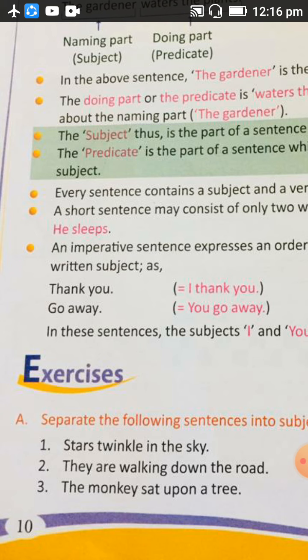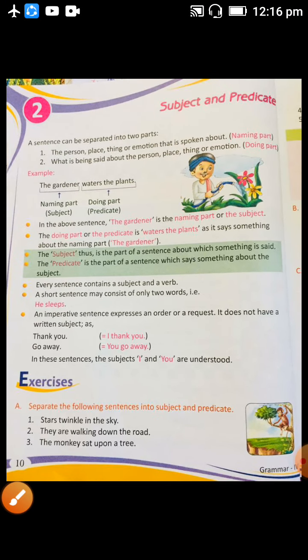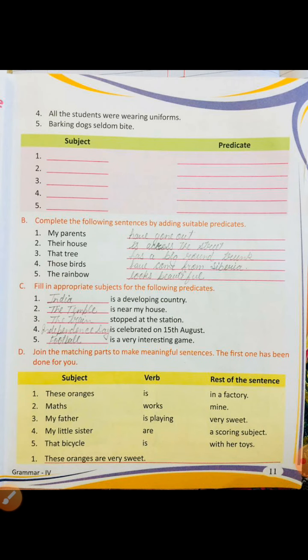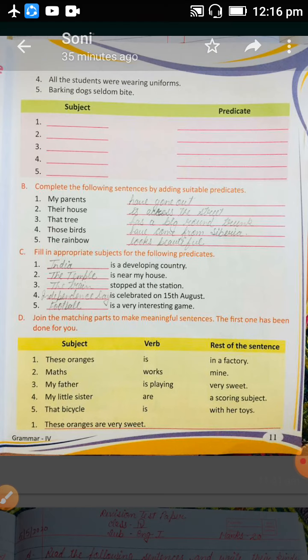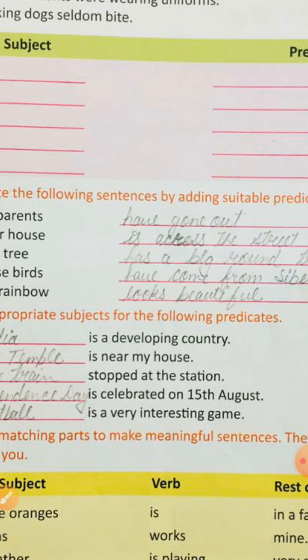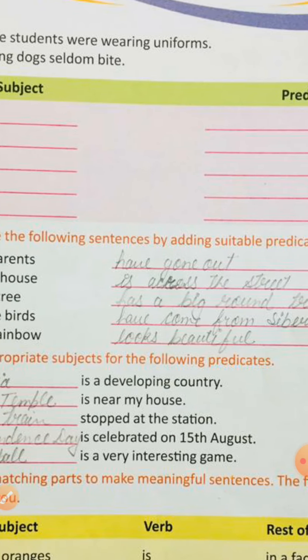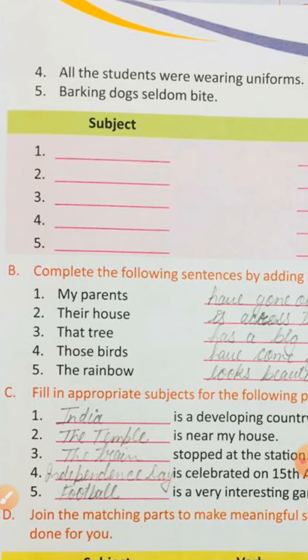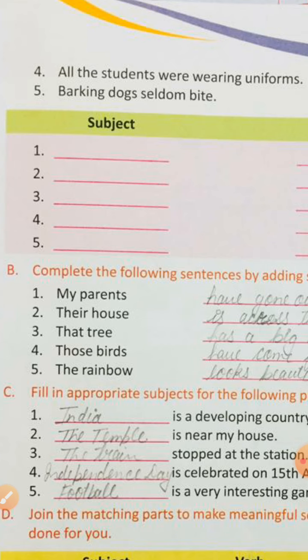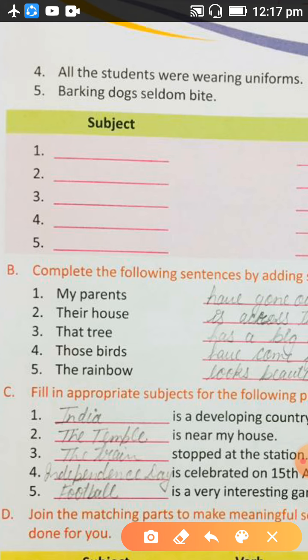Okay. Now come to the next sentence, your fourth one. Here you can clearly see, students, the portion is divided into subject and predicate. The fourth sentence is: all the students were wearing uniforms. Who were wearing uniforms? All the students.